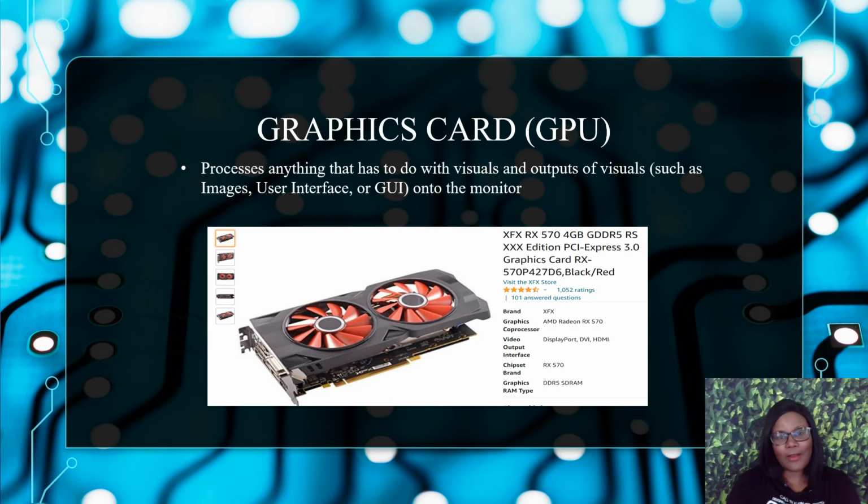Speaking of the graphics card, it's up next, and its purpose is the processing of anything that has to do with visuals and outputs of these visuals, such as images, user interface, or GUIs onto a monitor. There are two main types of GPUs. There's the integrated GPU, or iGPU for short, and a discrete GPU. The integrated GPU, as the name implies, is integrated into the CPU, which means some CPUs already have a graphics chip built in, as this build does, and since this is the case, I can connect the monitor to the display adapter on the motherboard.